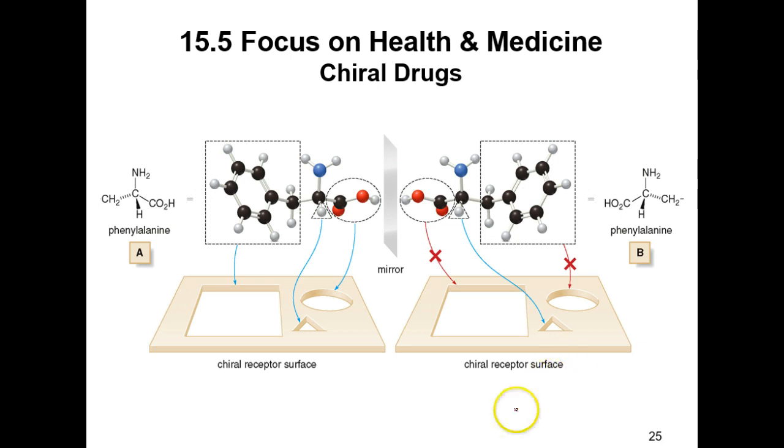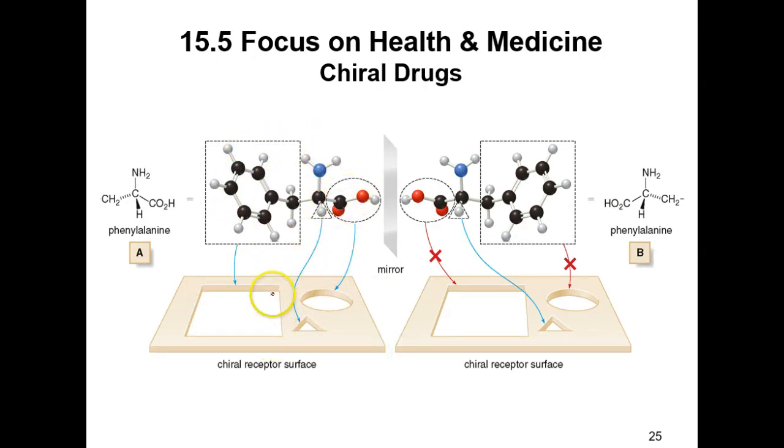So here's a perfect example. Here's phenylalanine, which is an amino acid, and let's say you have a chiral receptor. This is an old classic kids' game where you have to fit the square block in the square hole and the round block in the round hole. That's basically how our bodies work. It's pretty interesting. So imagine I have a receptor site. This is the one enantiomer.